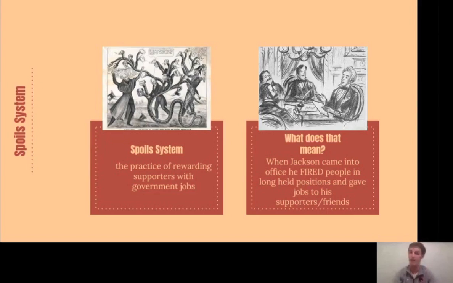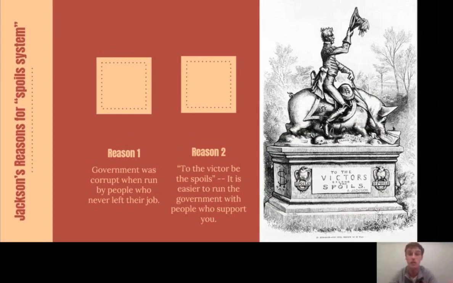Now, that doesn't sound that outrageous. It's like, okay, well, it's probably easier to work with people who you agree with. For sure, that's a huge part of it. But Andrew Jackson implemented this practice of the spoils system for a really specific set of reasons. So the first reason was he believed that the government was corrupt if people never left their jobs. He thought that the government would be corrupt if everybody was able to always stay in their same job, and the government couldn't truly work for and represent all its people equally. That's part of the reason he fired people.